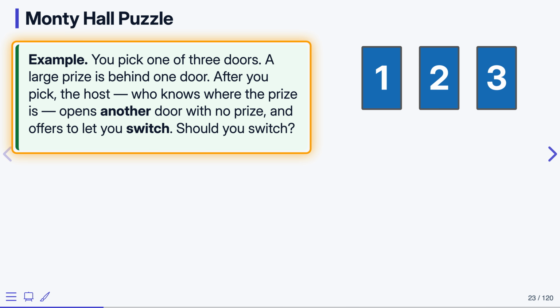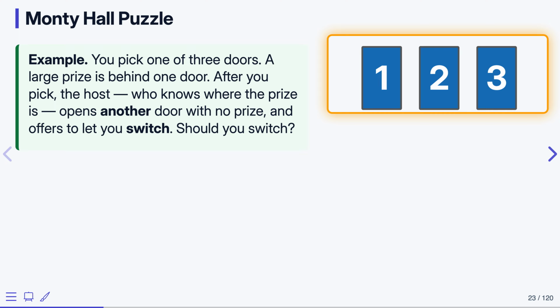This is the famous Monty Hall puzzle. There are 3 doors, and behind one door is a big prize. You pick a door. Then the host, who knows where the prize is, opens a different door that is empty. Now the host asks, Do you want to switch to the other closed door? Look at the 3 doors. Pause the video here and make a guess. Then we work it out on the next slide.